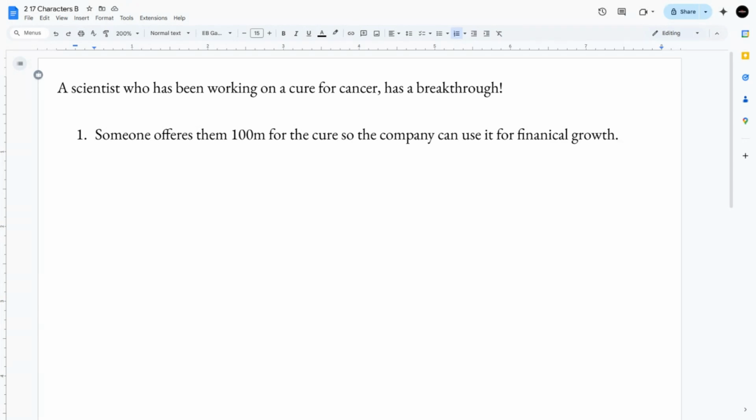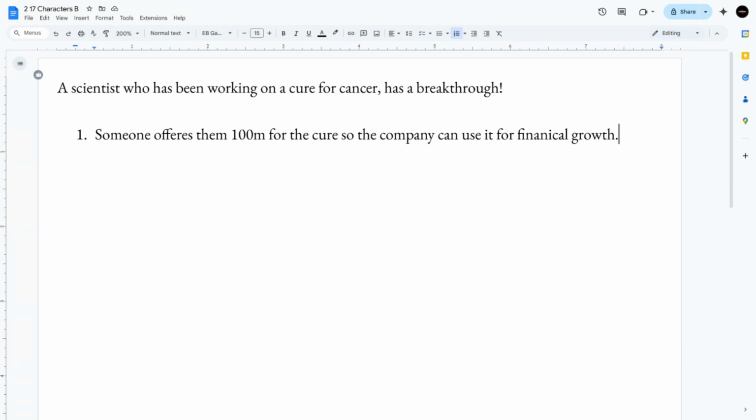I can play with this scene if you want. I'm not gonna write out scenes. I'm gonna show you how I can brainstorm ideas, and then I'm gonna talk through them. So someone offers them $100 million for a cure, so the company can use it for financial growth. Now I can really decide: are they somebody who wants to give it to the world for free, or maybe they're like, oh, 100 million, well, that'll solve all my problems, right?